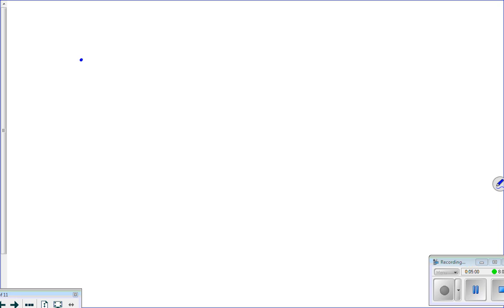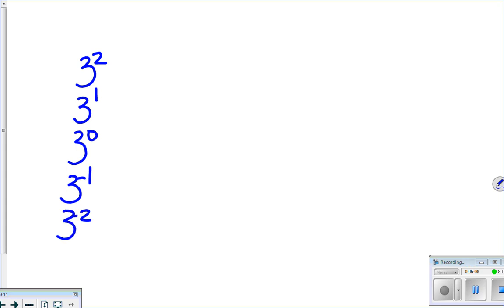So let's do, I'm going to start easy. 3 to the second, 3 to the first, 3 to the 0, 3 to the negative first, 3 to the negative second. So 3 to the second power would be 9. Okay, 3 to the first power should be 3. 3 to the 0th power should be, woohoo!